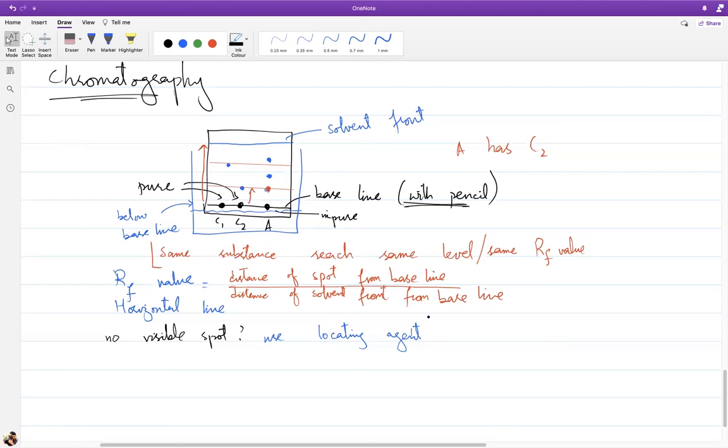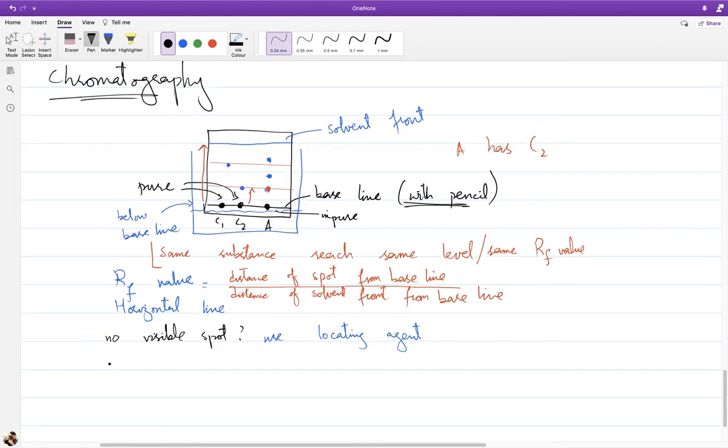So if you cannot see whether there is a spot here or not, it's invisible, it is colorless, then use a locating agent. One option is ninhydrin, but you don't have to write that, because ninhydrin is sold by a company and in O levels they prefer that you don't name a company's products. So you write water, not Pure Life. Just like that, you use locating agent. Don't write ninhydrin, but it's fine if you do.